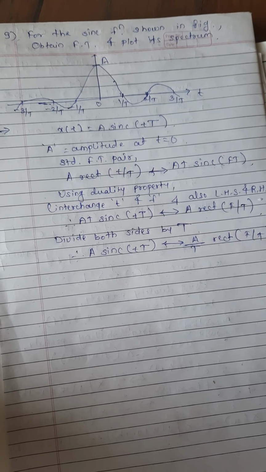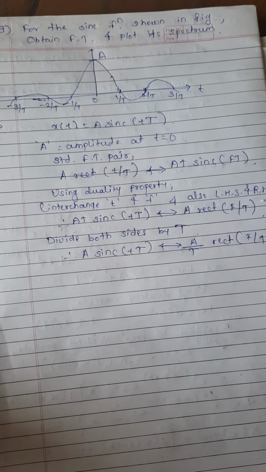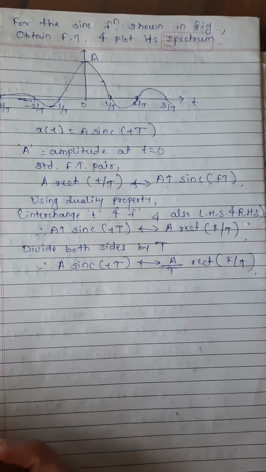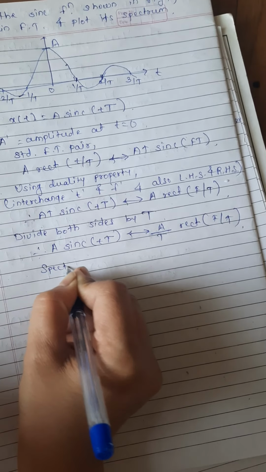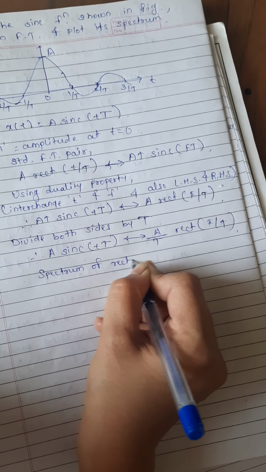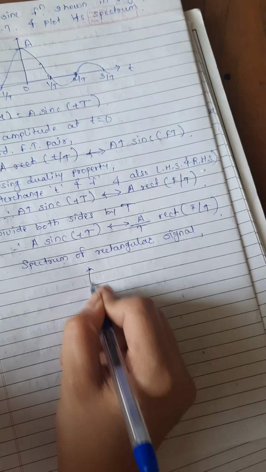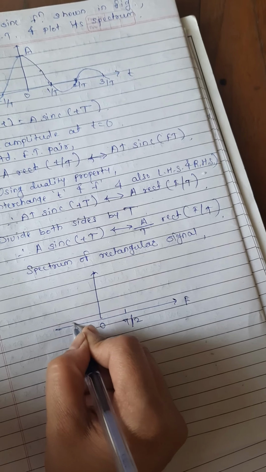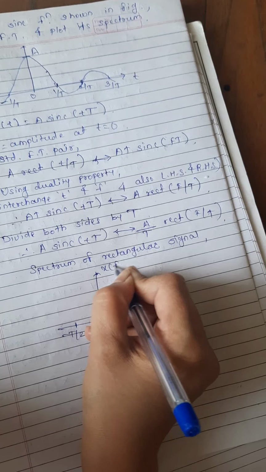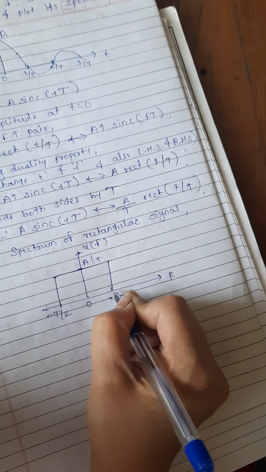Now we have to draw the spectrum. The spectrum of the rectangular signal: F axis with 0, T by 2 and minus T by 2, and X of F has height A by T. So this is the spectrum diagram for the rectangular signal.